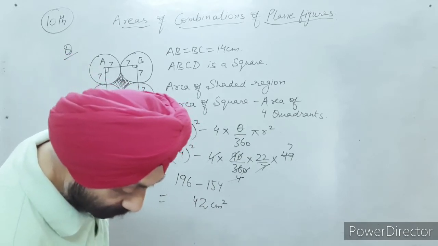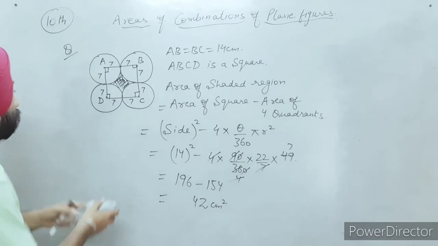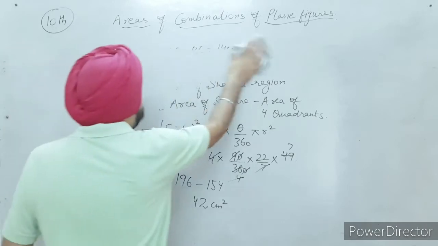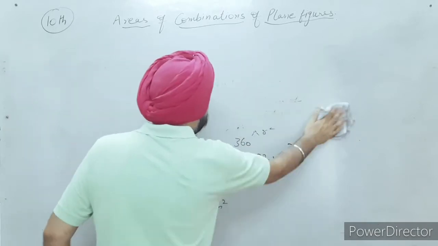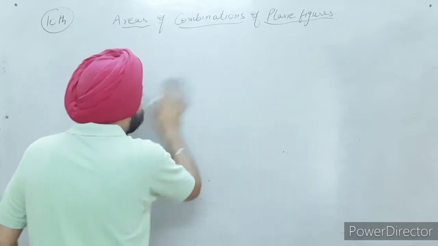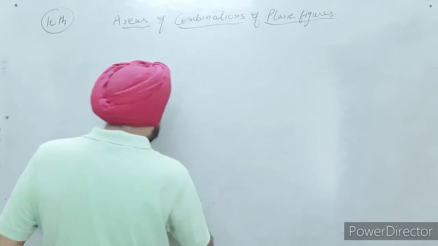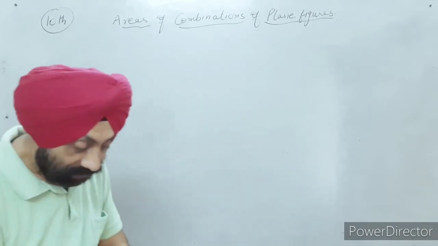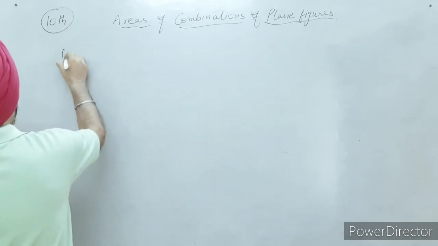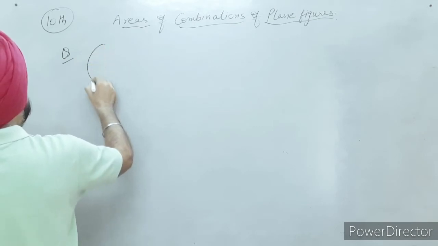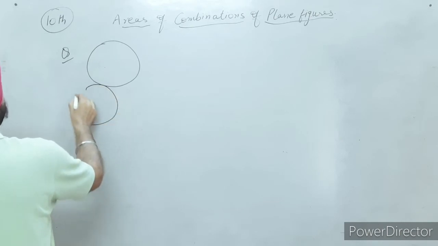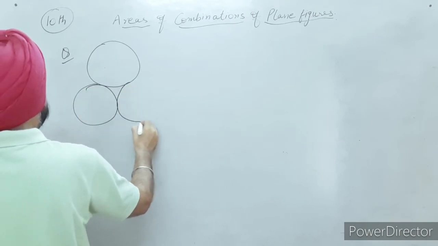Now the third question. Again a very important question and a very interesting one, in which you have to calculate again the area of a shaded region enclosed between two plane figures. It is this. Now there are three circles touching each other. This is number one, this is number two, this is number three.